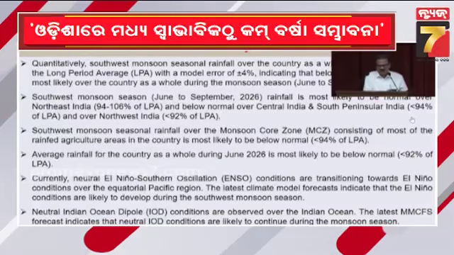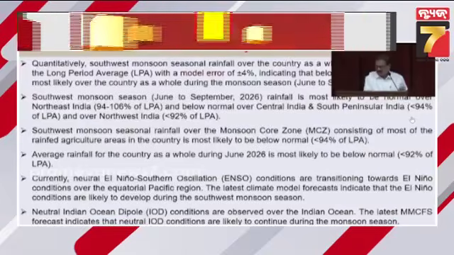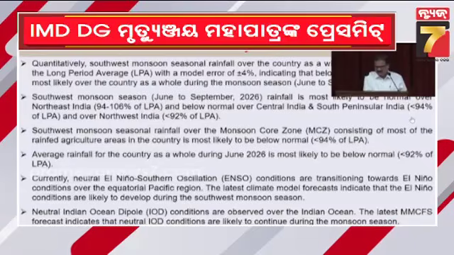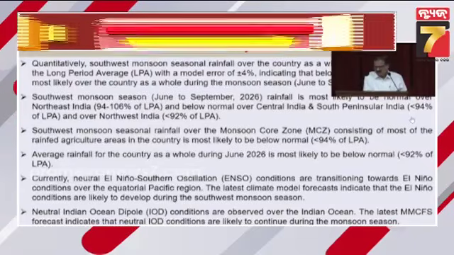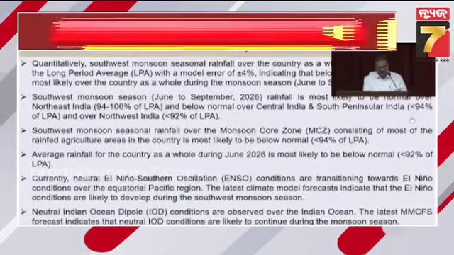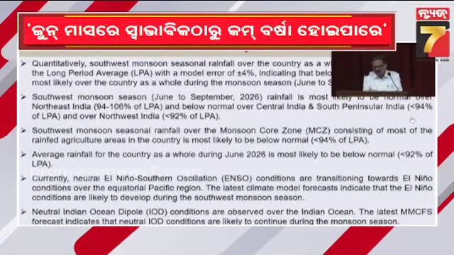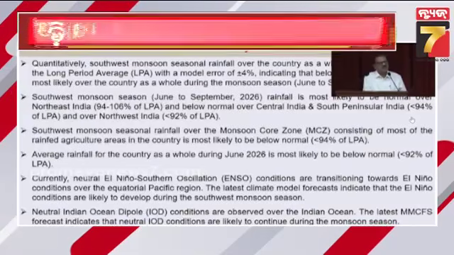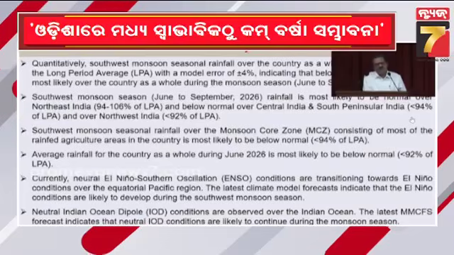Currently, neutral El-Nino southern oscillation conditions are transitioning towards El-Nino conditions over the equatorial Pacific region. The latest climate model forecast indicates that the El-Nino conditions are likely to develop during the southwest monsoon season. Neutral Indian Ocean dipole conditions are observed over the Indian Ocean, and latest models indicate that neutral Indian Ocean dipole conditions are likely to continue during the monsoon season.